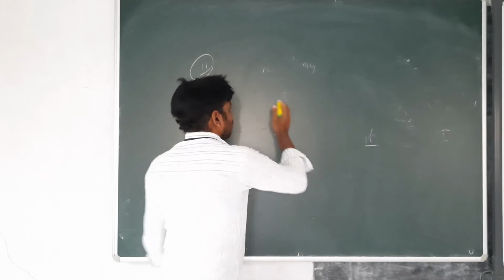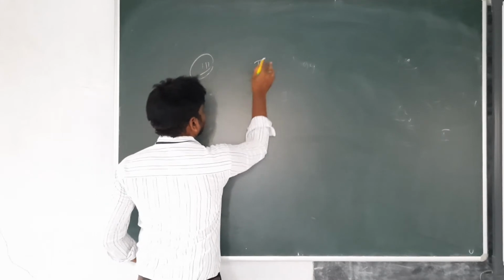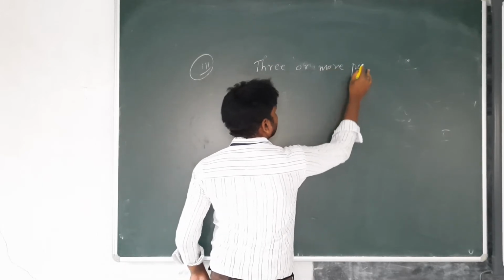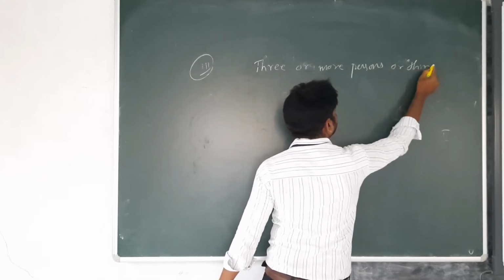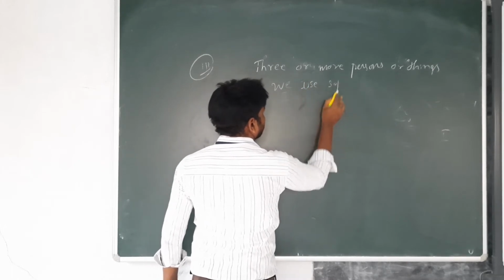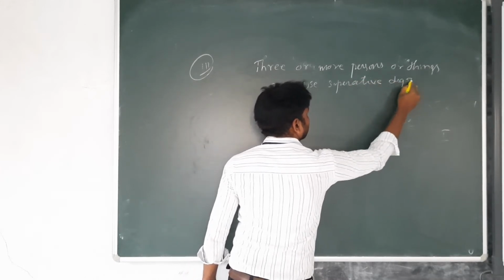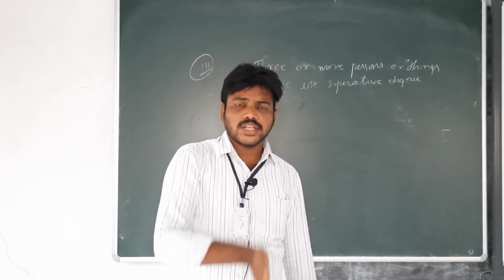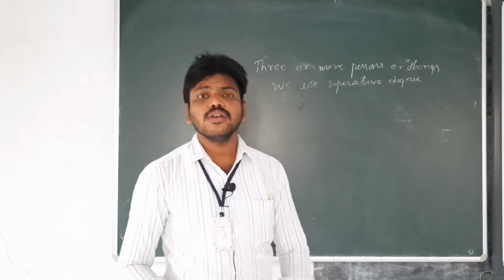Now, let us take when we compare three or more persons or things, type 3. We use superlative degree also. Now let us see a small, brief and easy way how to write positive degree, comparative degree and superlative degree.